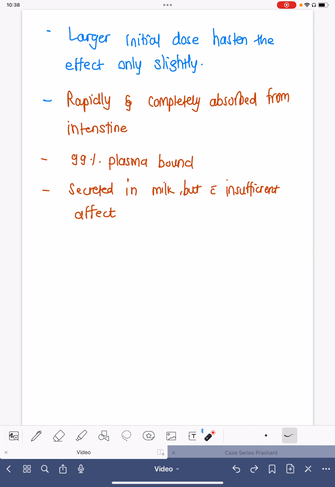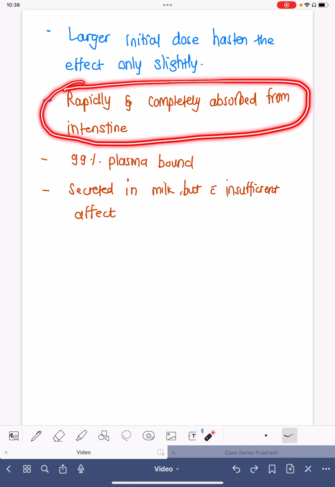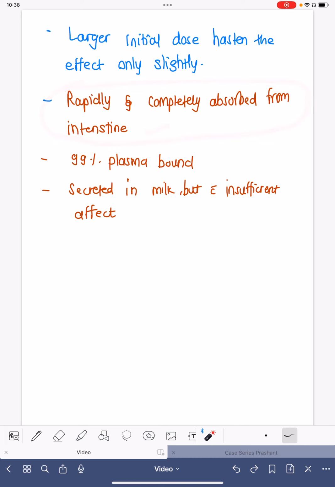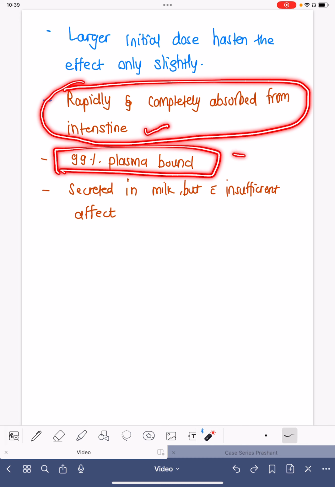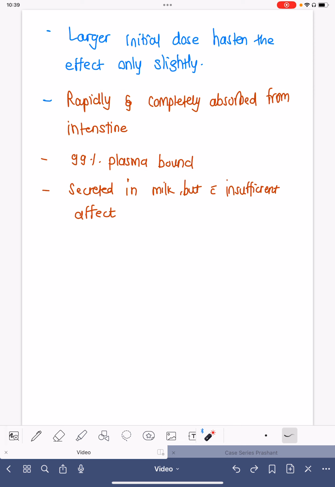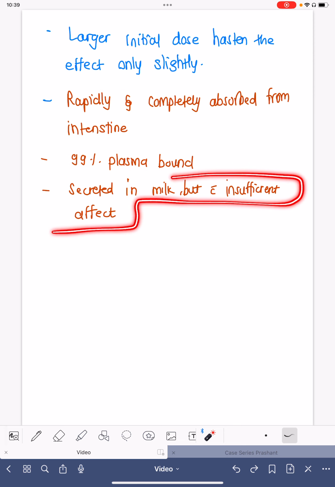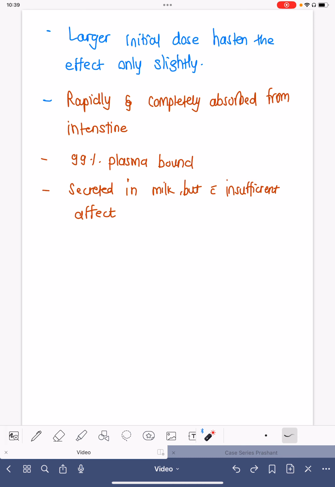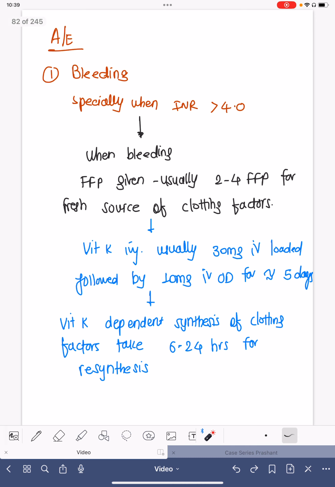Warfarin gets absorbed very rapidly and completely from the intestine, so the absorbability of this medicine is very good. It is 99% plasma bound. It is secreted in milk, but it has a very insufficient effect, so it can be given in pregnancy as well.